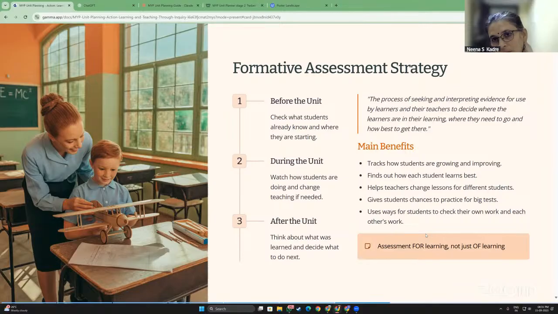Can I ask, yeah. Can I disturb? So this 2 stars and a wish, isn't it a reflection strategy for students? Can it be used as FA also? Yes, yes, yes.